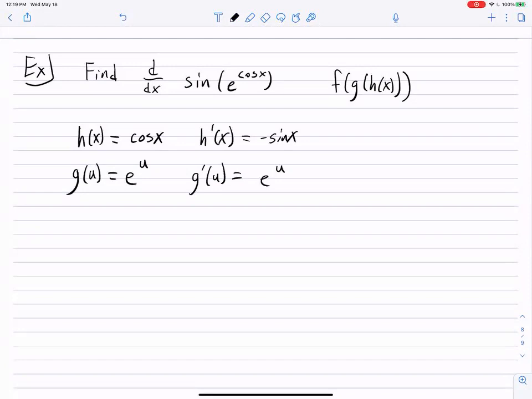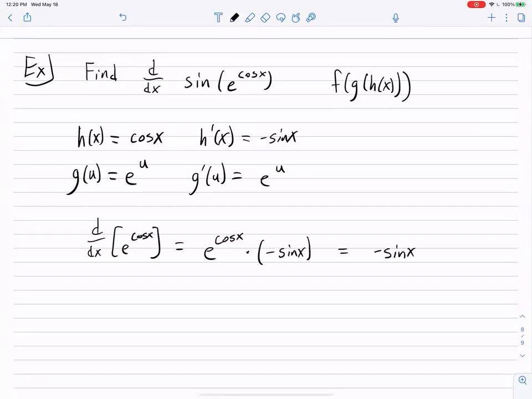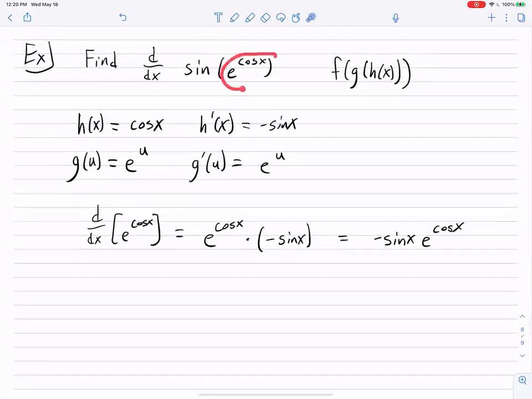And so that means that the derivative d dx, so g prime, so the derivative d dx of e to the cosine x is just going to be the derivative of e to the x, which is e to the evaluated cosine x, and then times the derivative of that guy, which is negative sine of x. So this is negative sine of x, e to the cosine x. So that's the derivative of the inside part.